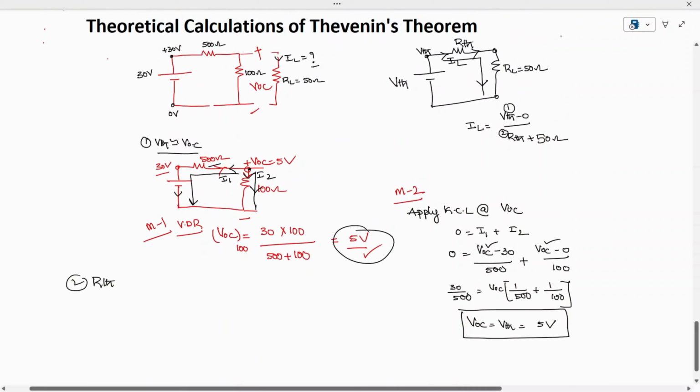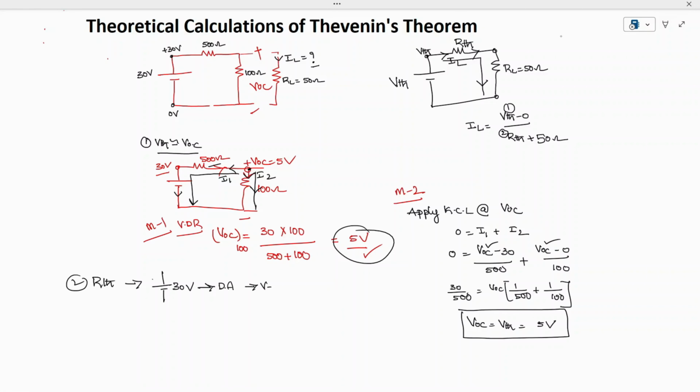So the second step, R Thevenin: first remove the load resistor, and if you have any voltage source, what is the voltage source given? The voltage source is 30 volts. Deactivate this voltage source. Deactivating this source means we have to make this voltage source 0, which means we have to make it a short circuit. So deactivate the voltage sources and current sources, remove the load resistor, and find the resistance seen from the open circuited terminals.